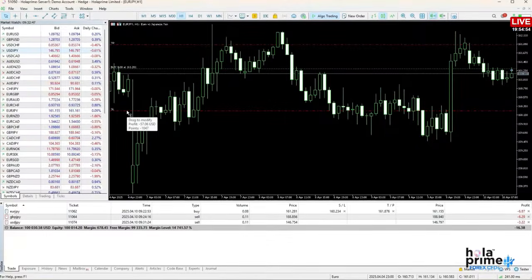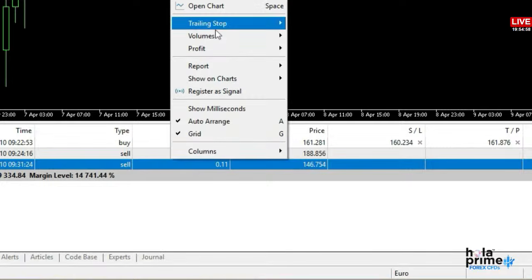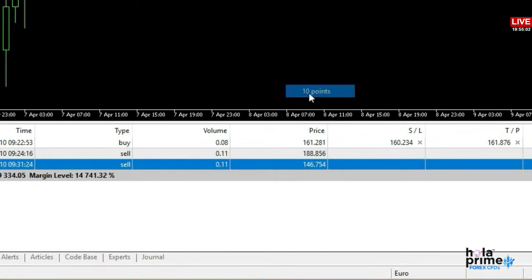Now, let's move on to setting a trailing stop. Just right-click on the trade, go to Trailing Stop from the drop-down menu, choose the number of points you want to use for the trailing stop, and that's it.